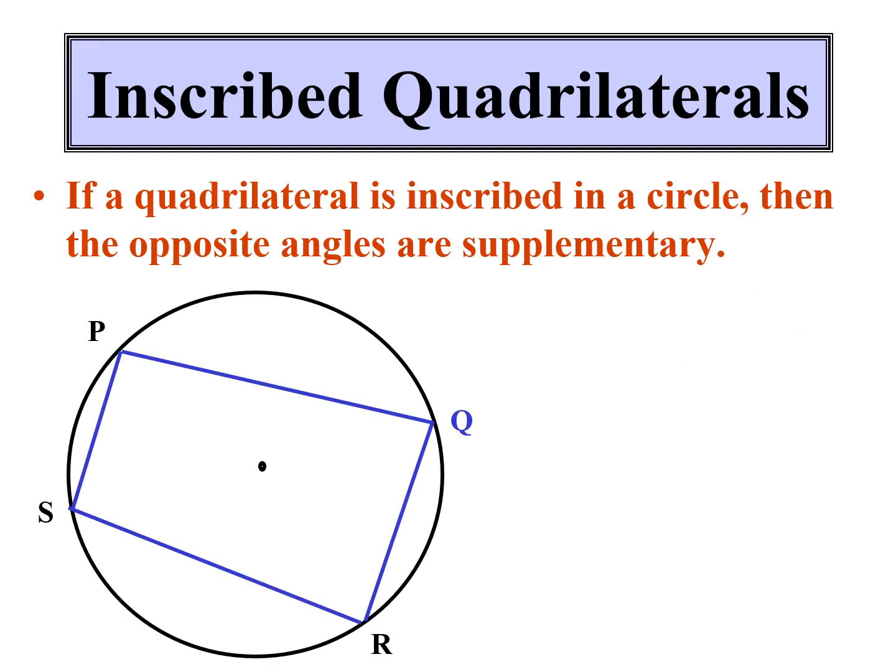So, additional information about inscribed quadrilaterals. If a quadrilateral is inscribed in a circle, then the opposite angles are supplementary. By supplementary, we mean it adds up to 180 degrees. So therefore, if we have measure angle PSR plus measure angle PQR, it is equal to 180 degrees.